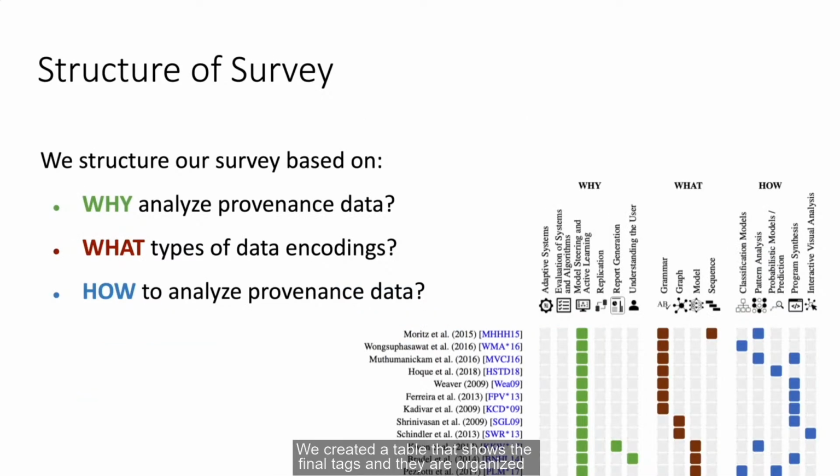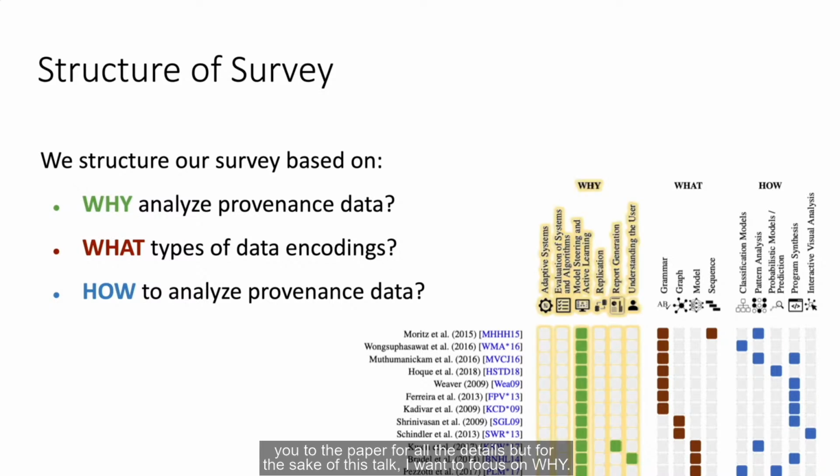We created a table that shows the final tags, and they are organized under 3 high-level categories: why we analyze provenance data in green, what types of provenance data and ways to encode it in brown, and how to analyze provenance data in blue. I will refer you to the paper for all the details, but for the sake of this talk, I want to focus on why.